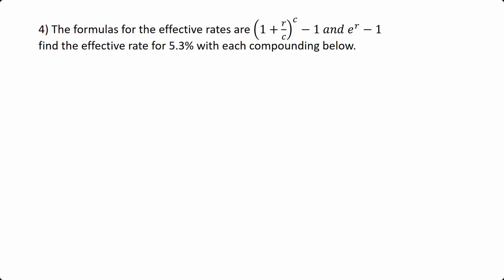Formulas for effective rate are these two. The first one is for a compounding amount. The second one is compounded continuously, so you don't need to know that one. R is the rate, written as a decimal, and C is how many times it's compounded in 1 year. When it's compounded continuously, we don't need the C, it's just e to the R. e is a function in your calculator where your LN button is.